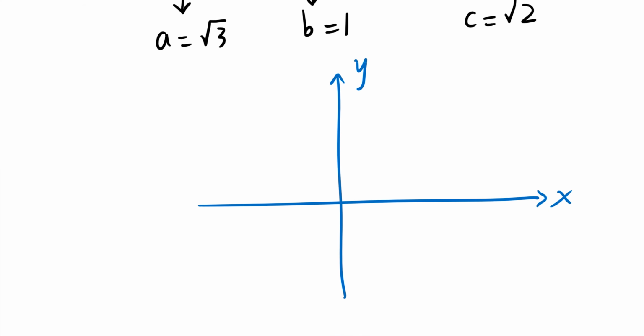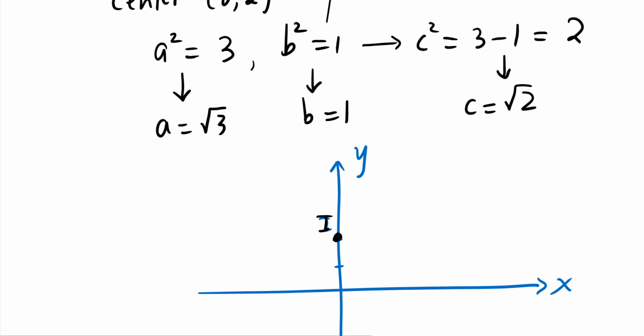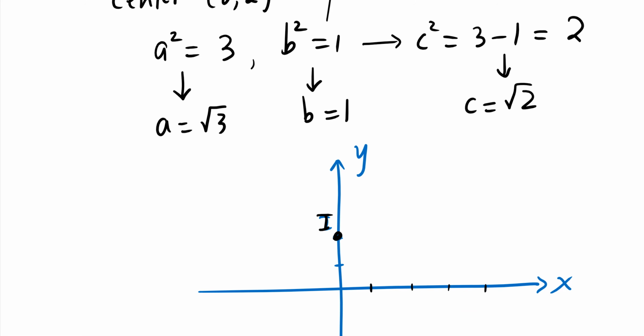Center 0, 2. That's the center. Right? Let's label in black. And remember, it's parallel to the x-axis. So we're going to go 1, 2, 3, like just label the axes.